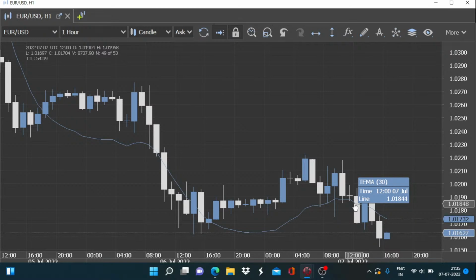So that will be our triple exponential moving average, but that's not how it is calculated. First we have to multiply by 3 the first exponential moving average, and then we again multiply by 3 the double exponential moving average, and we do the same with the third one, the EMA of the DEMA.